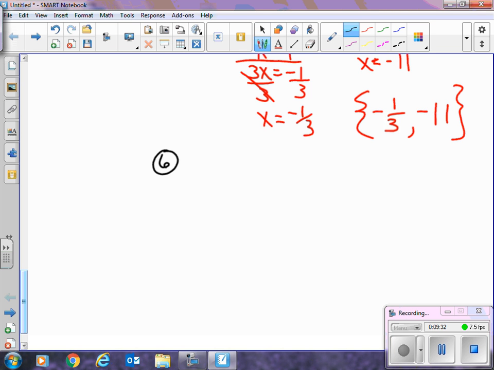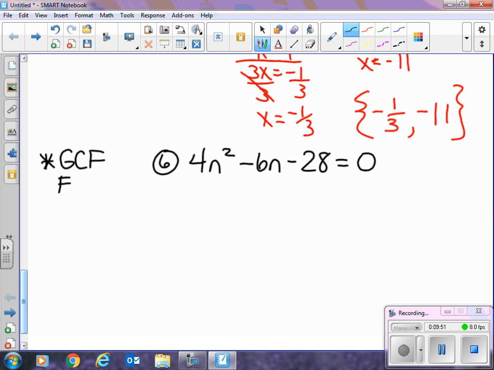All right, the last one that we'll do together: 4n squared minus 6n minus 28 equals 0. Again, it's already in standard form, so we don't have to worry about that. If you look closely, yes, the a is not 1, but there is a GCF in here. Anytime you have one, you have to take that GCF out first. So you need to get in the habit of asking yourself, before you do anything, is there a GCF? If you can say yes to that question, you've got to take that GCF out.